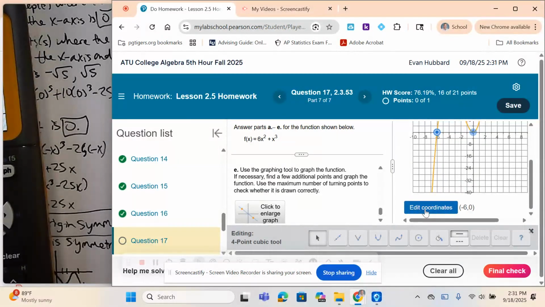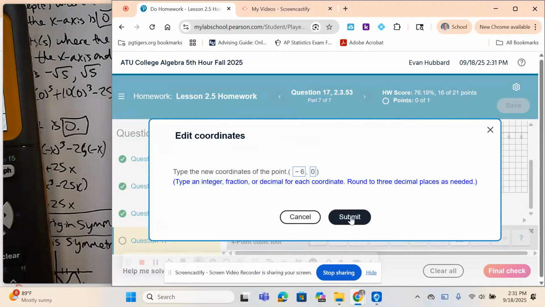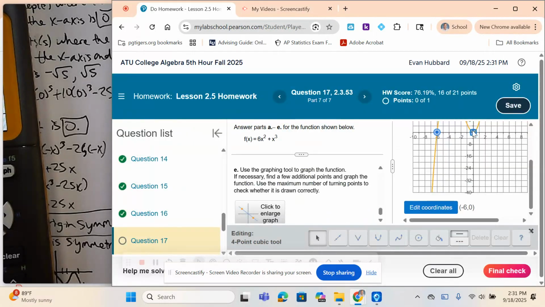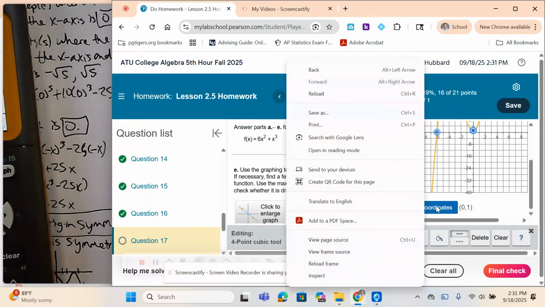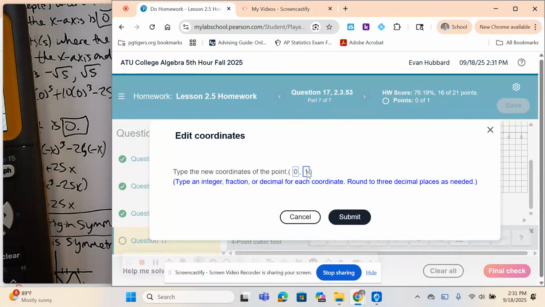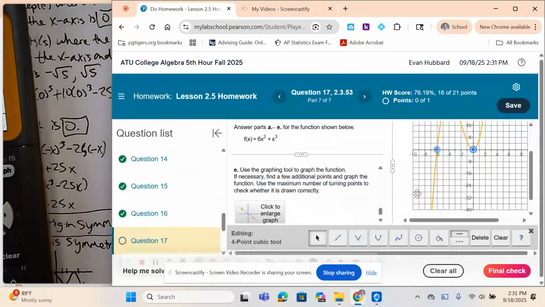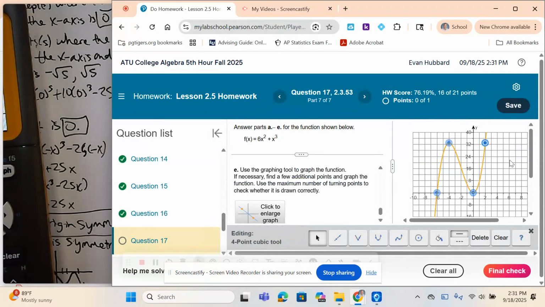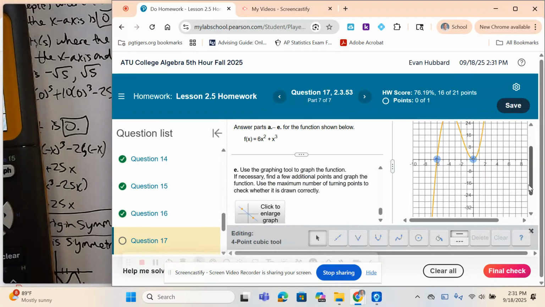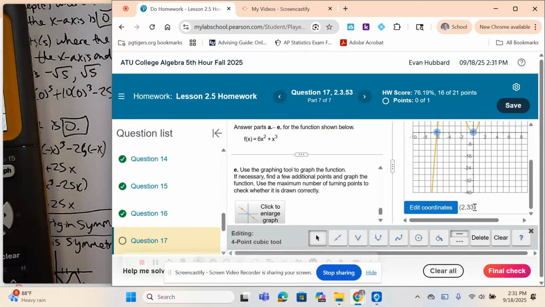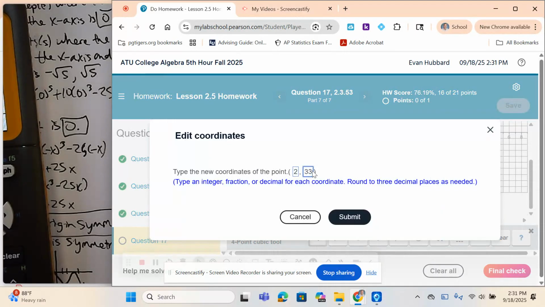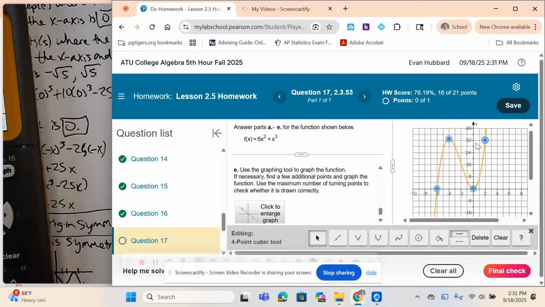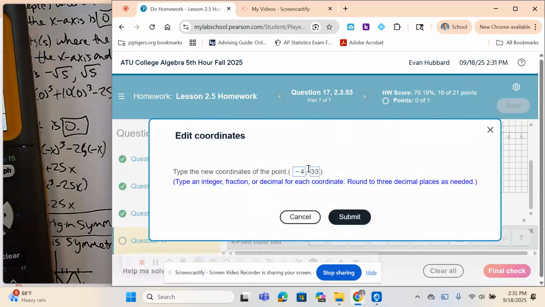I'm going to go to edit coordinates. I just found this feature, so that's good. I need that one. Oh, this is in the wrong spot. It's at 0, 0. So you might need to edit the coordinate. Let's make sure the other ones are in the right spot. This one should be at 2, 32. See, that's not in the right spot either. So 2, 32. And then this one, that one is at negative 4, 32.